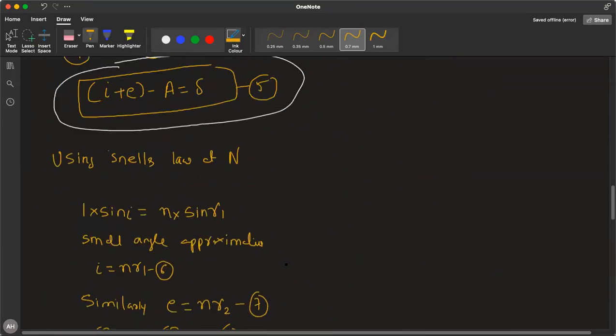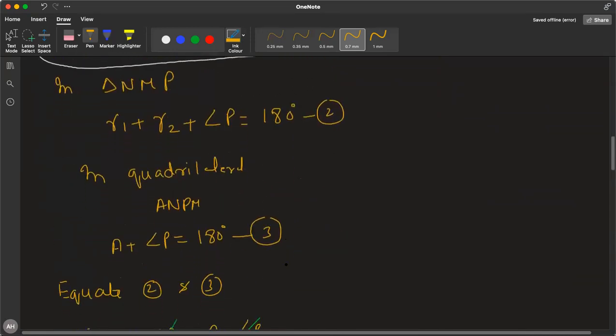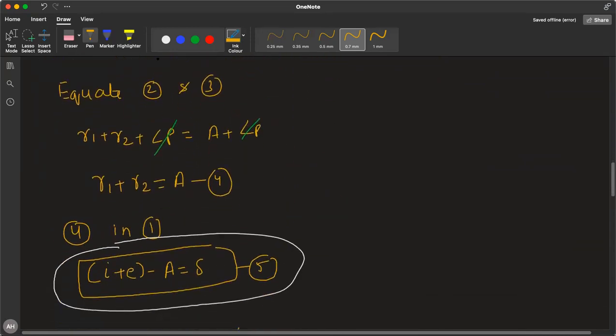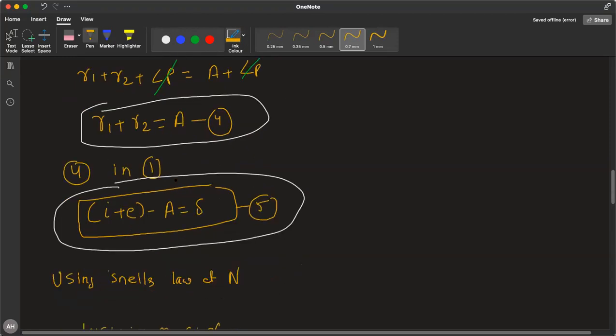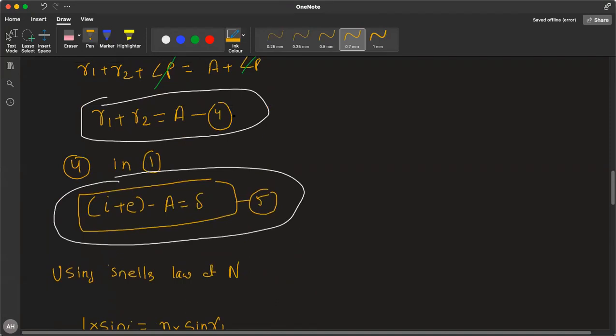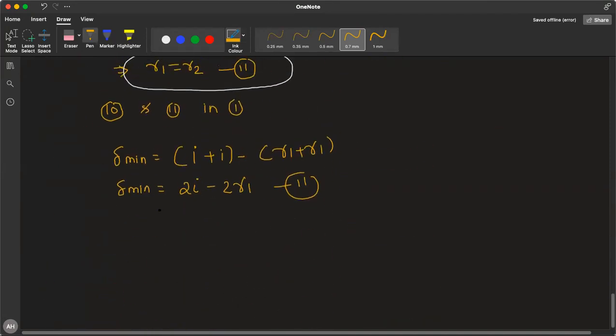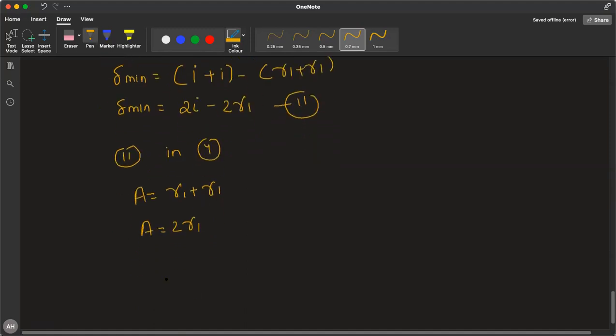Next, what we can do is, for minimum deviation, see this one. R1 plus R2 was equal to A here. So if I put R1 equal to R2, then you will get R in terms of A. So I'm substituting that R1 equal to R2 in 4. So when I substitute this 11 in 4, that means I have A is equal to R1 plus R1. A is equal to 2R1. So you get R1 equal to A by 2 now. That's equation number 12.